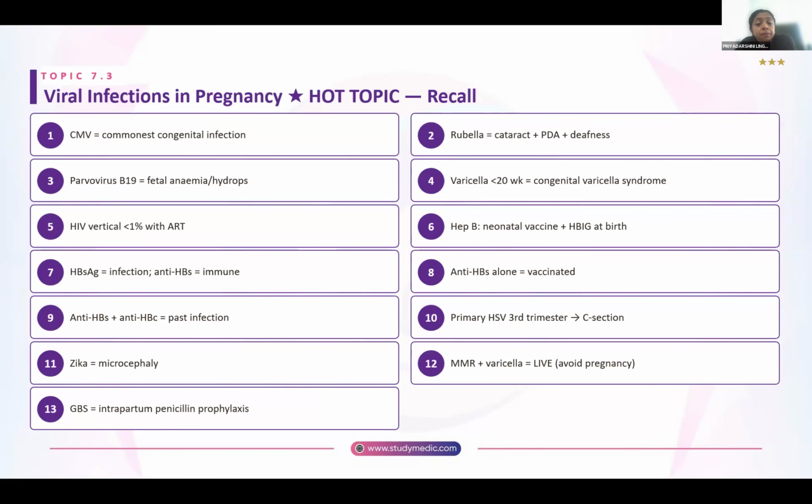Primary HSV, herpes simplex, in the third trimester, remember, avoid normal vaginal delivery, offer her a cesarean section. Zika virus is associated with microcephaly. And MMR and varicella are live attenuated vaccines. Avoid them in pregnancy. GBS, group B streptococcus: if the woman is diagnosed with GBS positivity, then you have to provide her intrapartum penicillin prophylaxis. So these are some key topics in virology that you have to keep in mind.